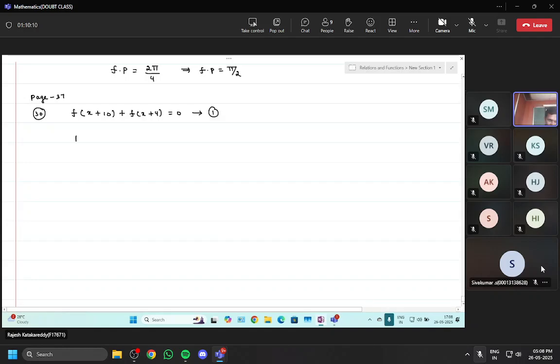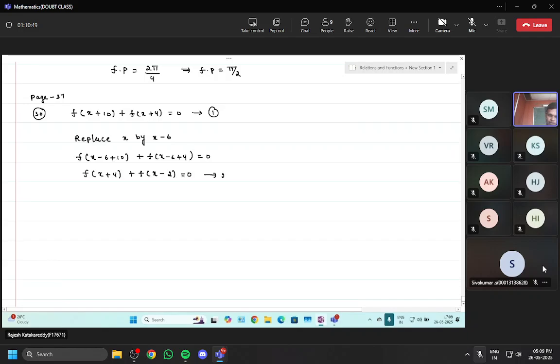Let us replace x by x minus 6. Why am I doing x minus 6? So that I'll be having f of x plus 4. I'll subtract, it will be going, right? So this becomes f of x minus 6 plus 10 plus f of x minus 6 plus 4 is 0. Now this is f of x plus 4 plus f of x minus 2 is 0.